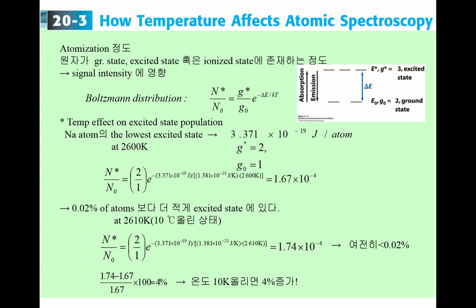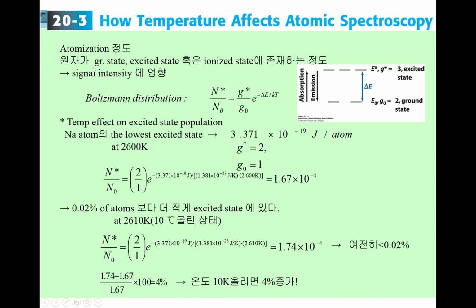The next topic is how temperature affects atomic spectroscopy. We've already learned that in atomic spectroscopy, atomization is very important. After atomization, we can do the absorption measurement or emission measurement, so let's see how temperature affects those spectroscopies. Let's first consider the extent of atomization.